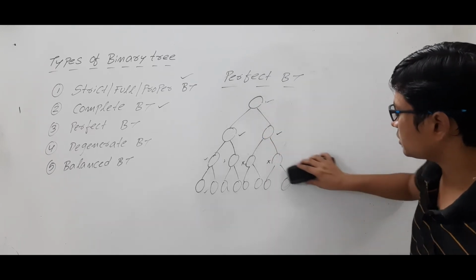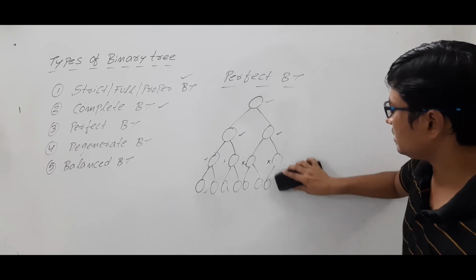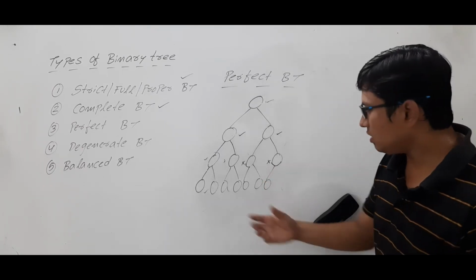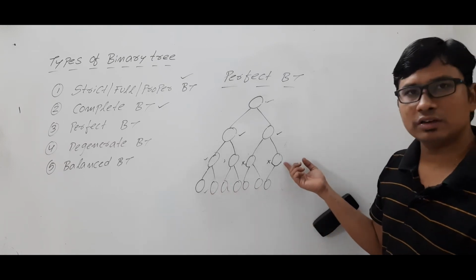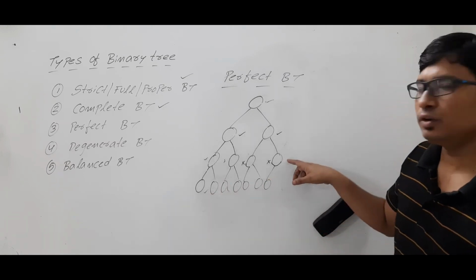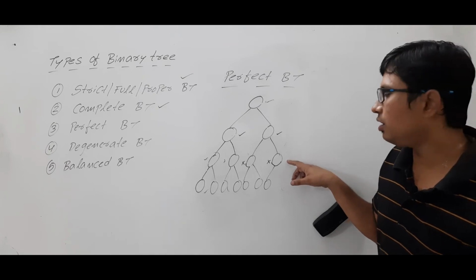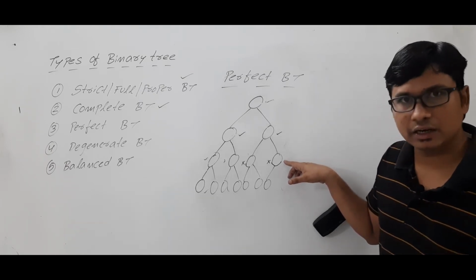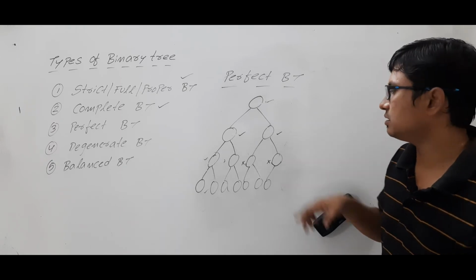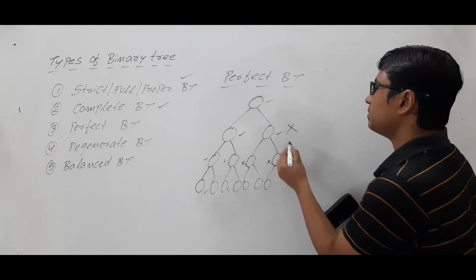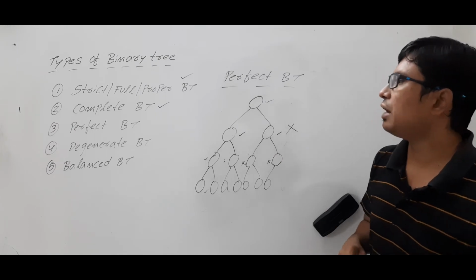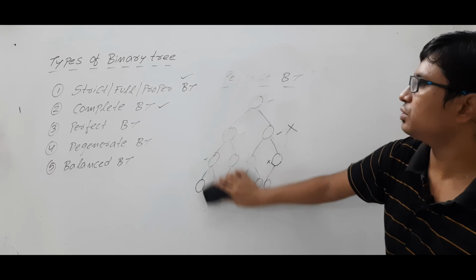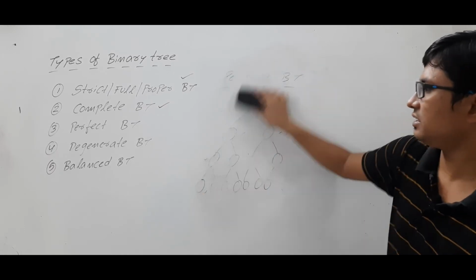Now, a lot of students may get the doubt, sir, can this be a perfect binary tree? All the leaves are at the same level, because this is not a leaf node. But if you look at the second property, all the internal nodes should have two children. Whereas this internal node does not have two children, so this is not a perfect binary tree. So I hope you have understood what a perfect binary tree is. Now, let me discuss the degenerate binary tree.